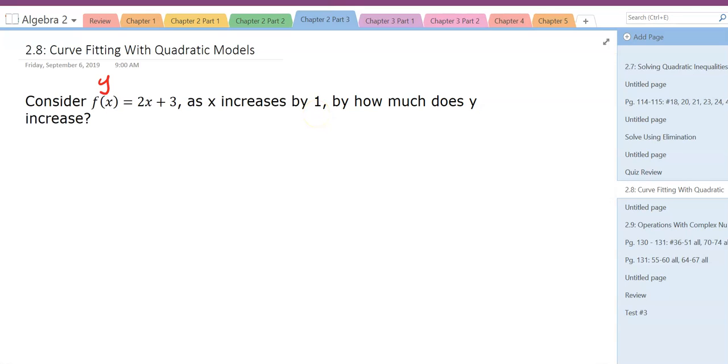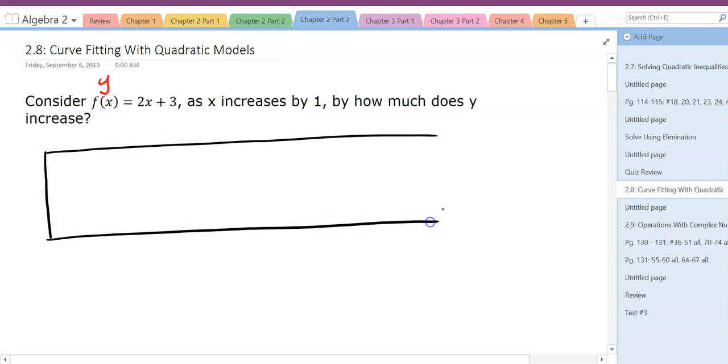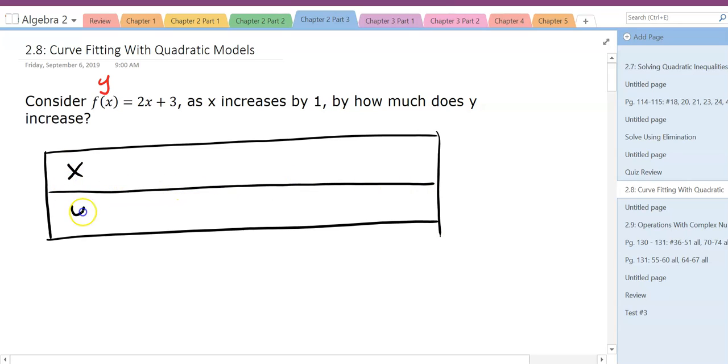So if you were to make a table to see what's happening here, we're talking about our x values and our y values. And they're saying as x increases by 1, so let's say we start at 1, we go up to 2, and then 3, and then 4, we want to see what's going to happen to the y values.